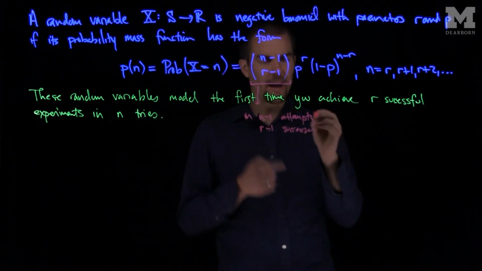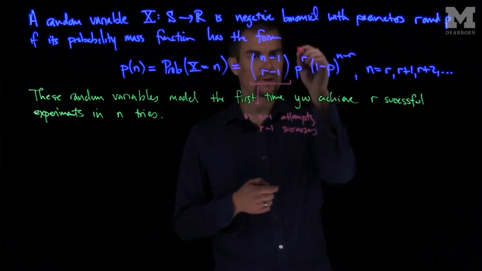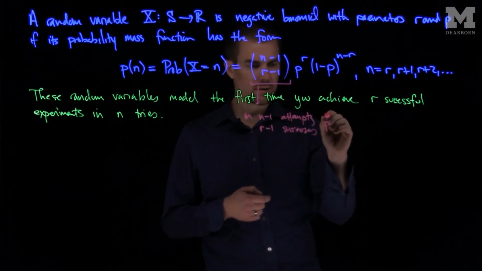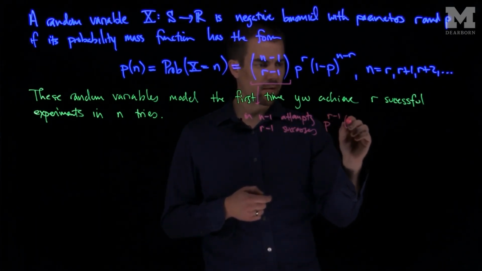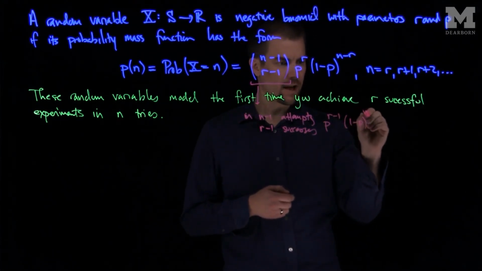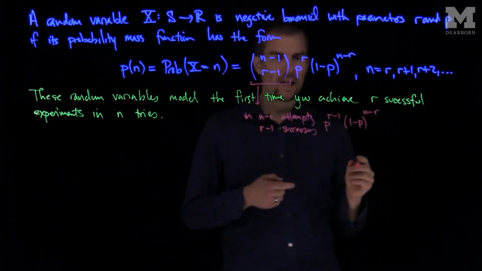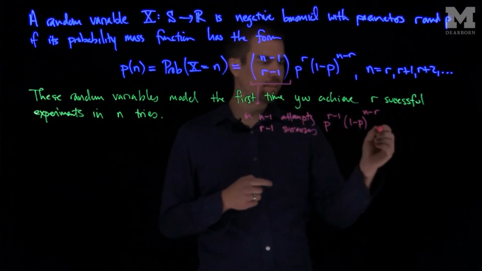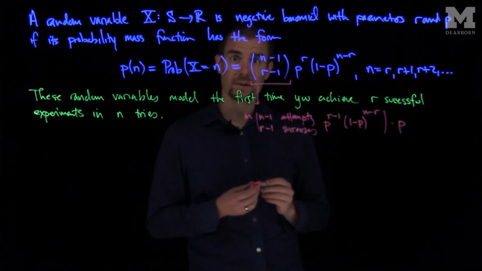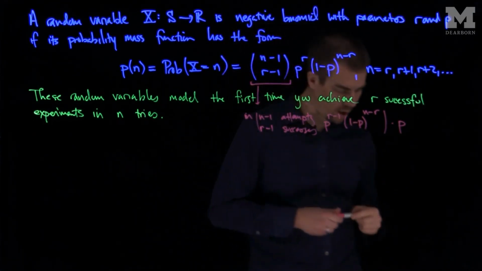And then on the nth attempt, what will happen? Then for those attempts, we'd have p to the r minus 1, and then 1 minus p to the n minus r. And then on the nth attempt, you would get a probability of p for the success. And then you'd have p to the power r.